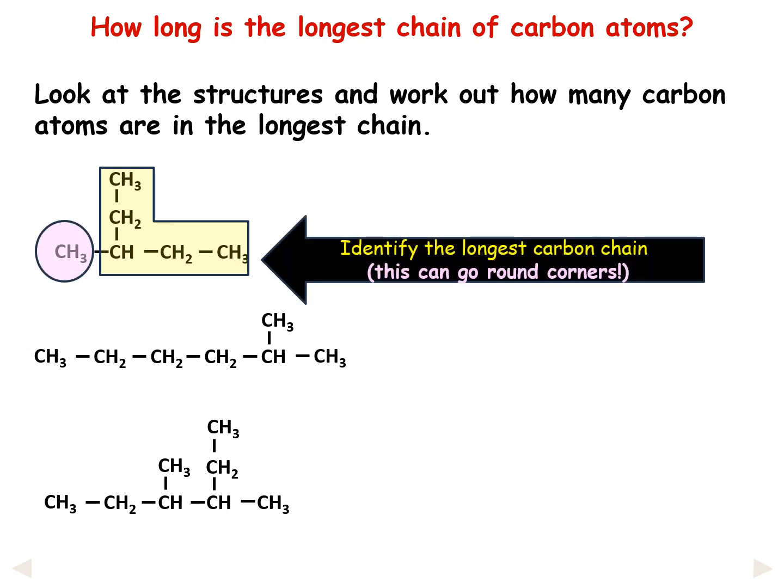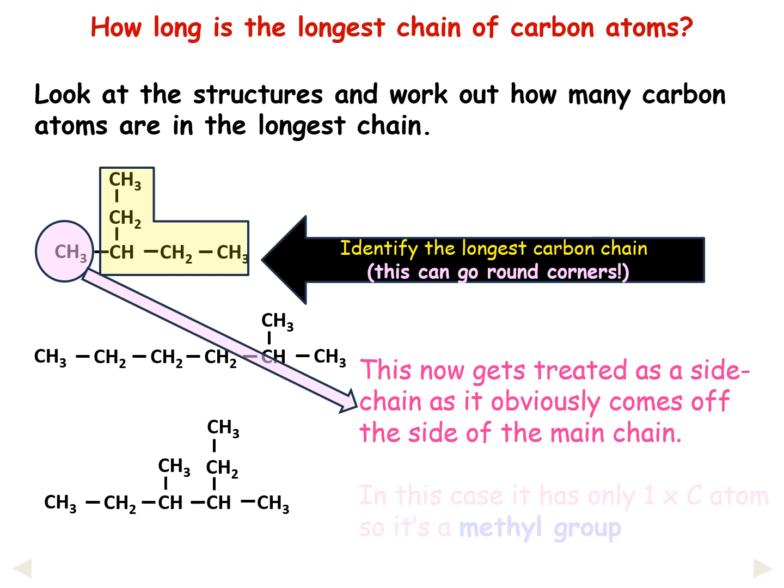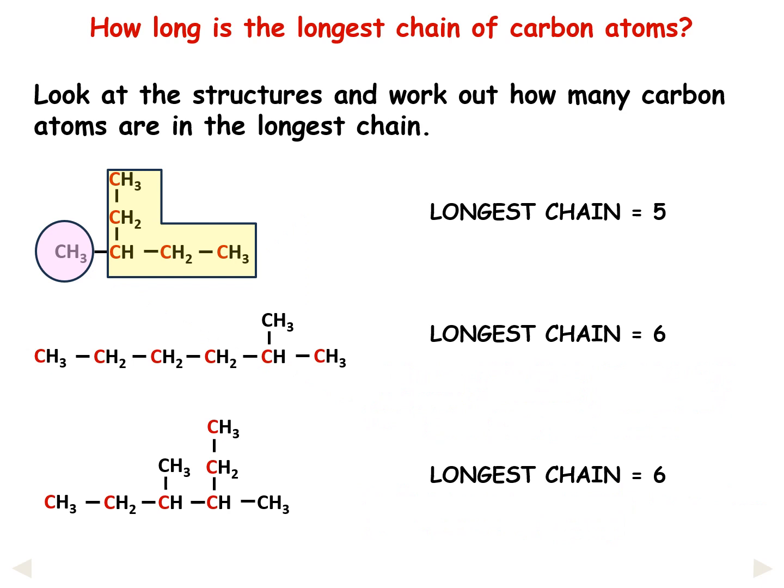So that leaves us with the CH3. That will be classed as a branch or a side chain, and in this case it only has 1 carbon atom, so it will be called a methyl group. If it had 2, it would be called an ethyl group, 3 a propyl group, etc. So what we call this compound is 3-methylpentane.